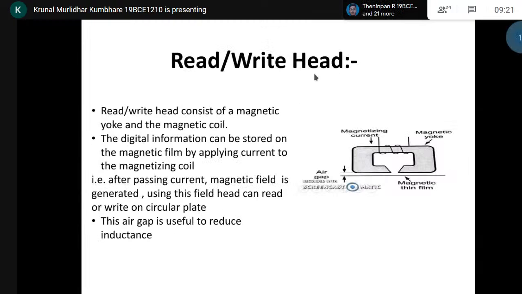Then a read or write head. A read or write head consists of a magnetic yoke and a magnetic coil, shown here in the image. Here's the wire like a coil, and here's the yoke. The digital information can be stored on the magnetic film by applying current to the magnetizing coil. That is, after passing current, a magnetic field is generated, and using this field the head can read or write on a circular plate. And this air gap in the image is useful to reduce the inductance.